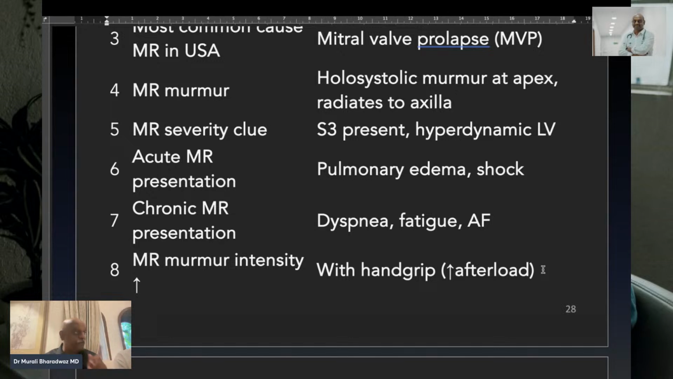In this, there will be an S3 gallop, LV failure, LV dilatation, but in MS, no. In pure MS it will not occur. If it does, that means it is not pure MS; there is MR also, or AR also, or AS also. Unless AS or AR or MR is there, pure MS can never lead to left ventricle failure.